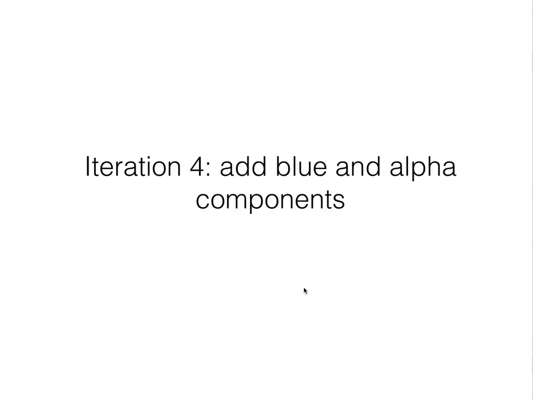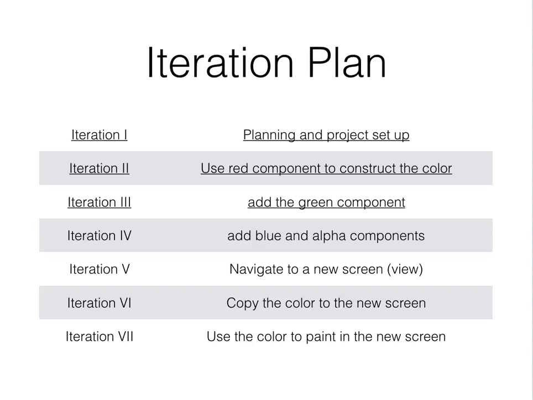Hello, in this iteration, we want to add the ability for the user to enter the blue and alpha components in addition to the red and the green that they are already able to do. So here is our situation. We have 7 iterations and we completed 3, so we are now working ourselves through the 4th iteration.